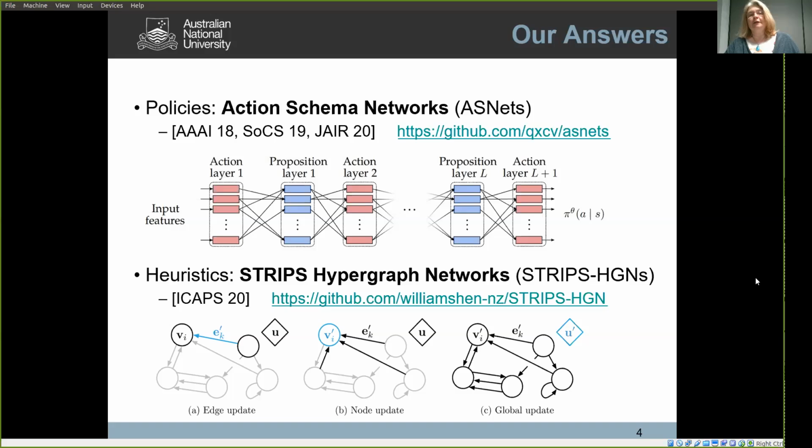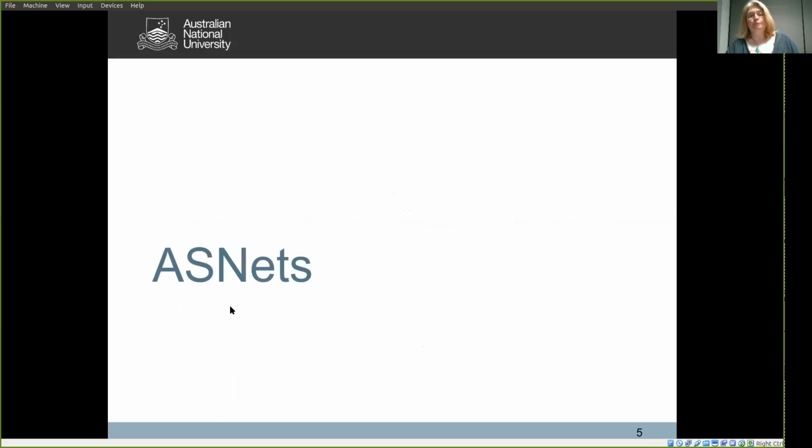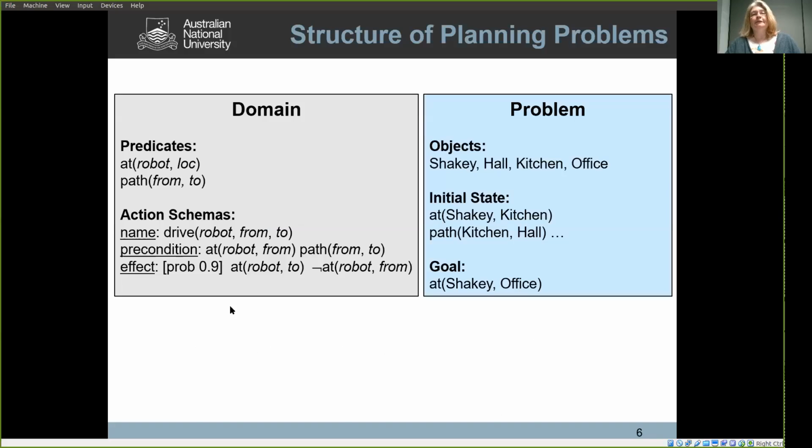We published ASNets at AAAI 2018. We also recently published a much longer paper in JAIR. And for STRIPS-HGNs, it's being published here at ICAPS, and so I really encourage you to go and see William's talk, which will be as part of the probabilistic planning and learning session. So the plan of my talk is going to be straightforward. I'm first going to talk about ASNets, then about STRIPS-HGNs, and then I will talk about related and future work. So let's start with ASNets.